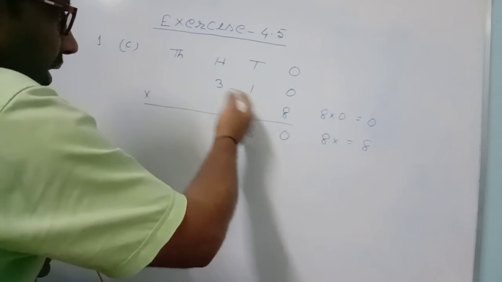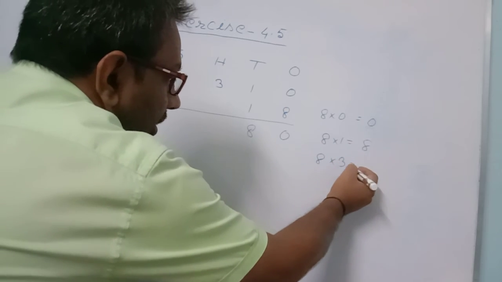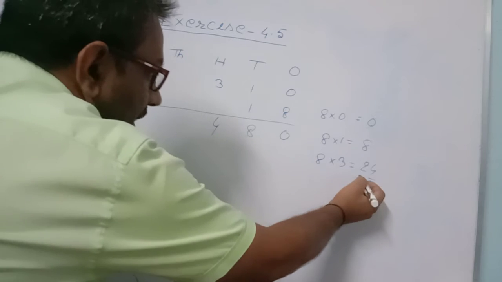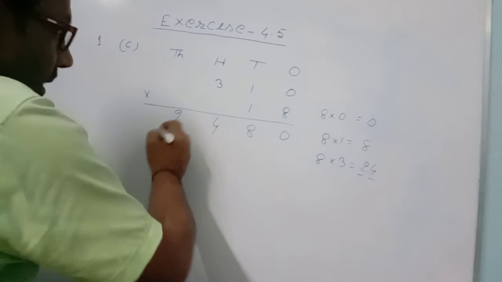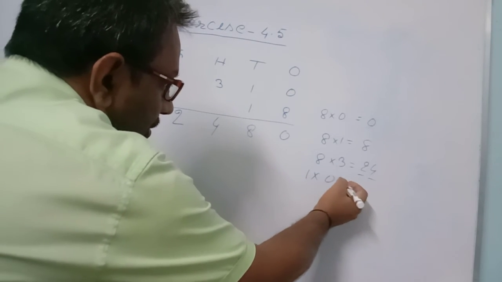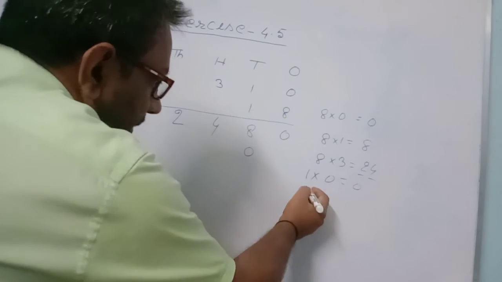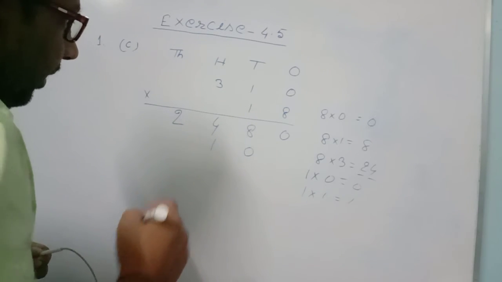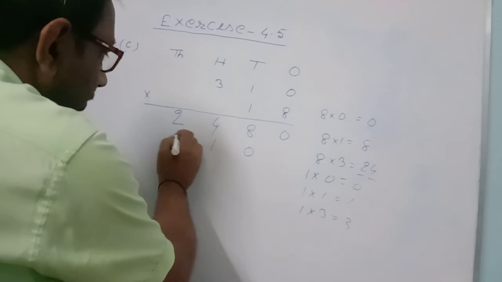Now we will multiply 8 and this hundreds place 3. So 8 into 3 equal to 24. This 4 of 24 will be written here and this 2 of 24 will be written as thousands place. Now we will multiply these two digits 1 and 0. 1 into 0 equal to 0. Leaving one digit we will write here 0. Now 1 into 1 equal to 1. So this 1 will be written here. Now 1 into 3, that is equal to 3. This 3 will be written here.